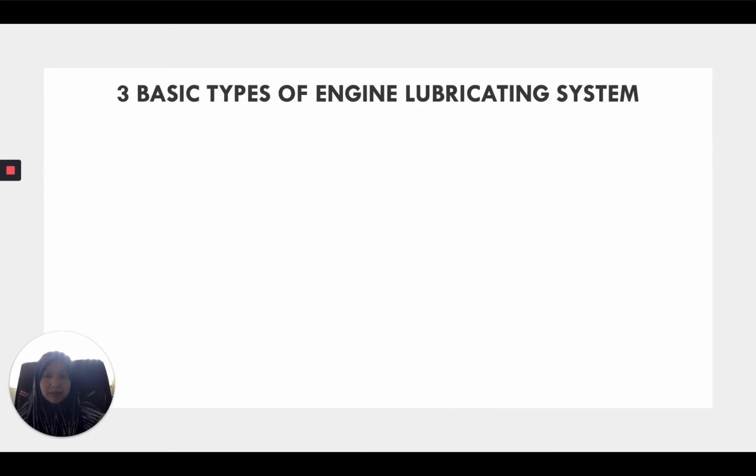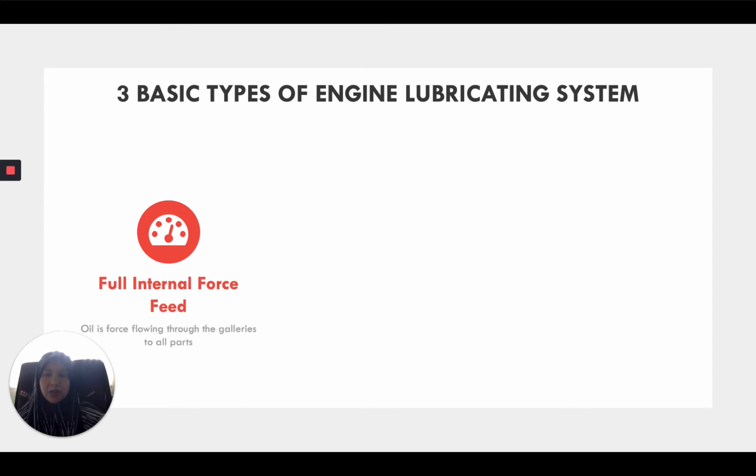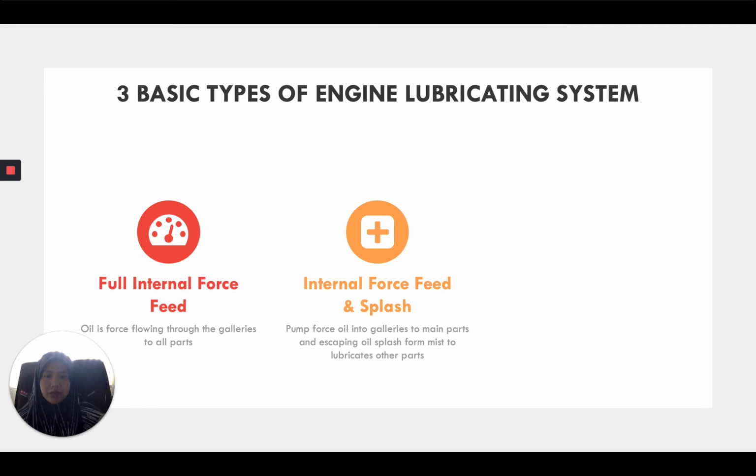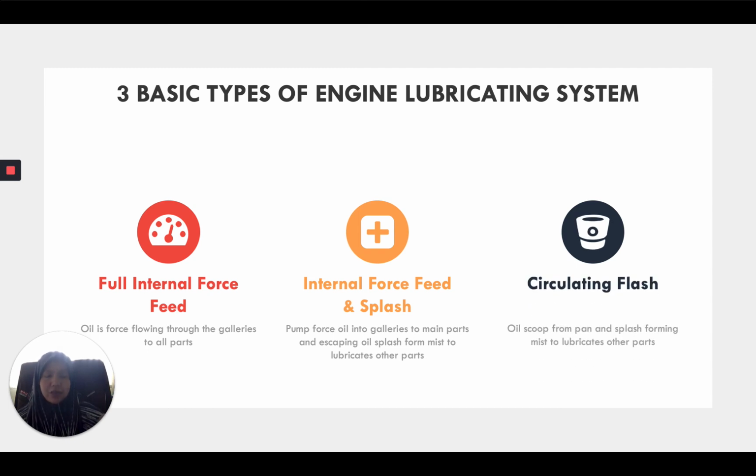And we go to the three types of engine lubricating system. The first one is full internal force feed, where oil is forced flowing through the galleries to all parts. And the second one is internal force feed and splash, where the pump forces oil into galleries to main parts and escaping oil splash from mist to lubricate other parts. And the third one is circulating splash, where the oil is scooped from the pan and splash forming mist to lubricate other parts.